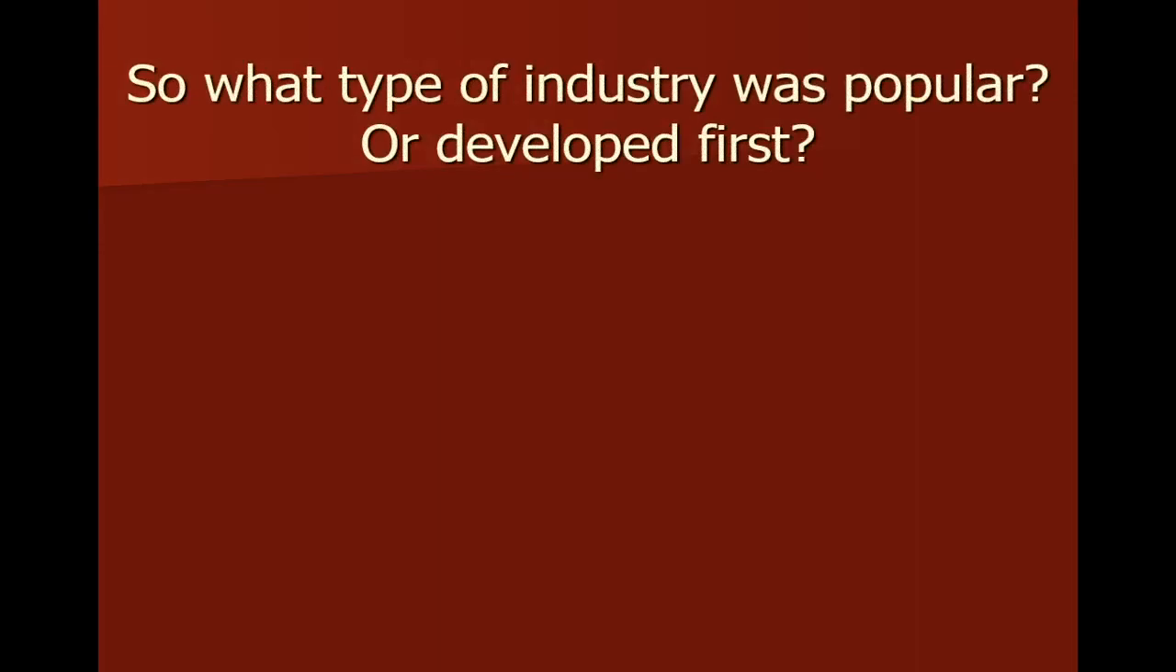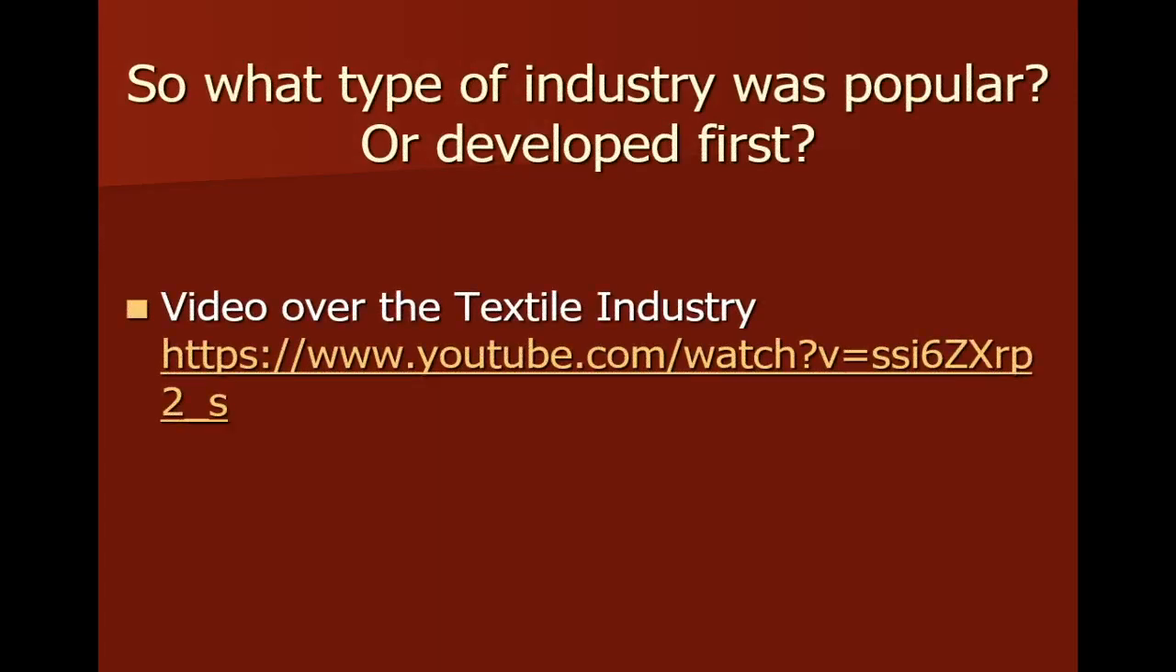Okay, so what type of industry is popular or developed first? Well, textile industry. I'm going to link this in Google Classroom as well if you guys want to watch that. Maybe we'll have a discussion on it. Really important to watch that to kind of understand why textile is so important. Textile just means the basic product that we get to make clothes, like for example wool. So to make shirts and pants back in the day, they used to have to create wool, which was a part of the textile industry.